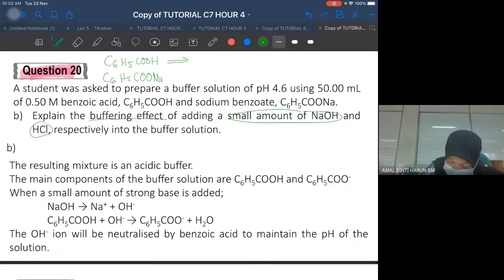The weak acid partially dissociates, reversible arrow, into C6H5COO minus plus H plus. This one is a salt, which completely dissociates to form the ions C6H5COO minus plus sodium plus. Okay. So now we identify which one is the acidic component and which one is the basic component.